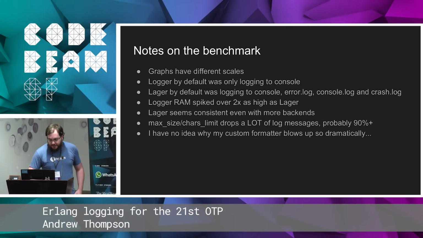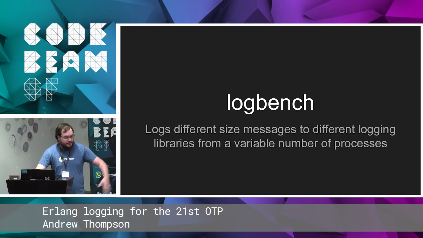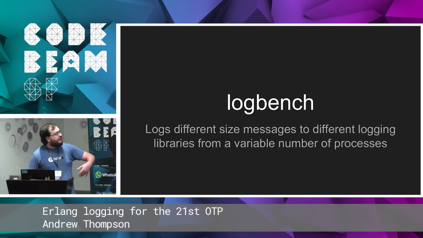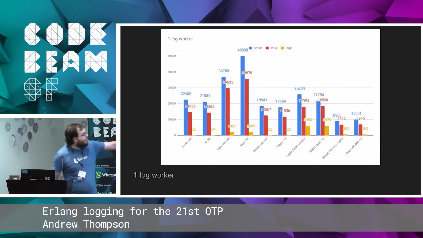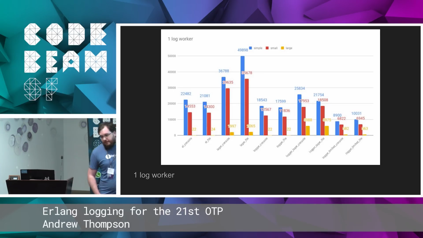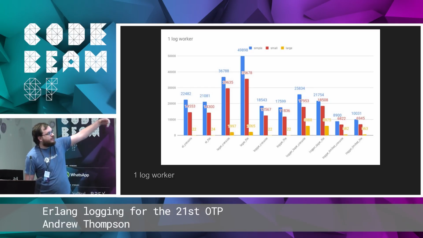So yeah, I think I covered all this. So on to Logbench. Logbench just sends a bunch of messages of different sizes to the back end and sees what happens. So this is with one log worker. Just for completeness, I'm benchmarking errorlogger here, just for old time's sake. And we have 3 different message sizes. So we have simple, which is a very small message, small, which is, I'll cover the sizes later, and then large.